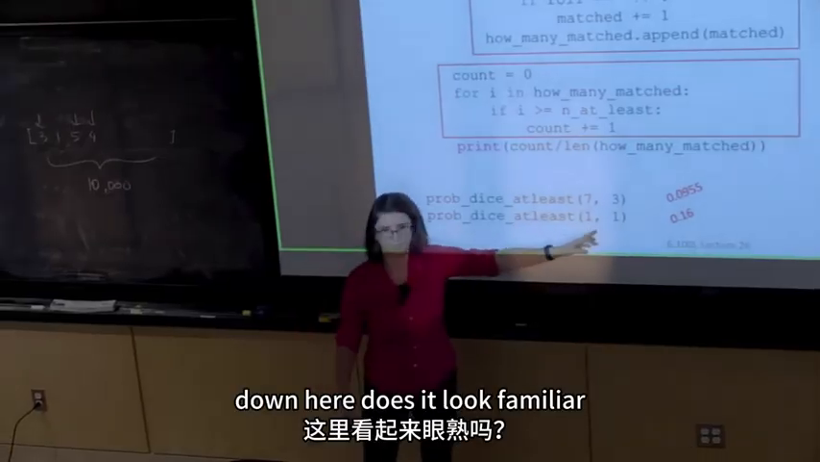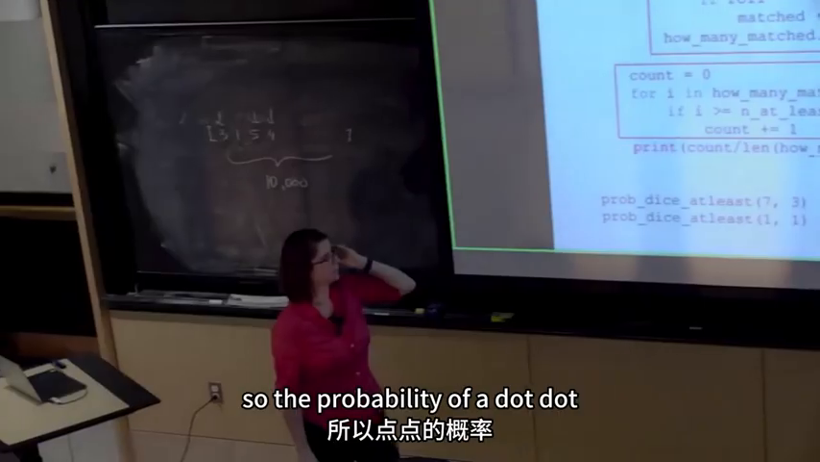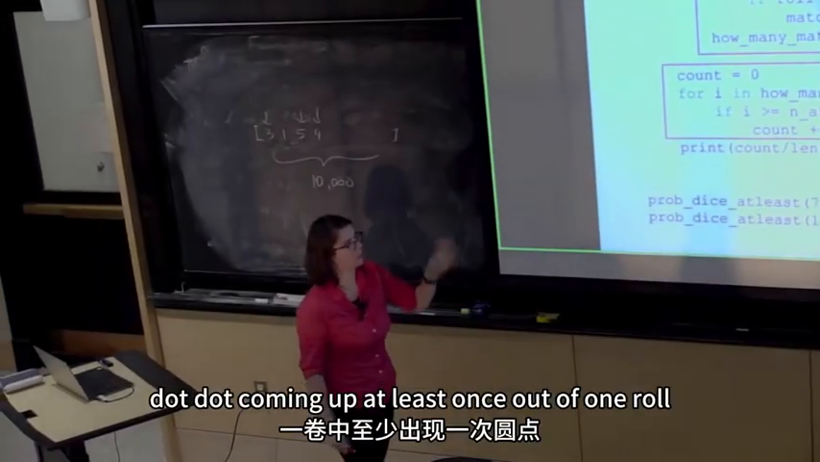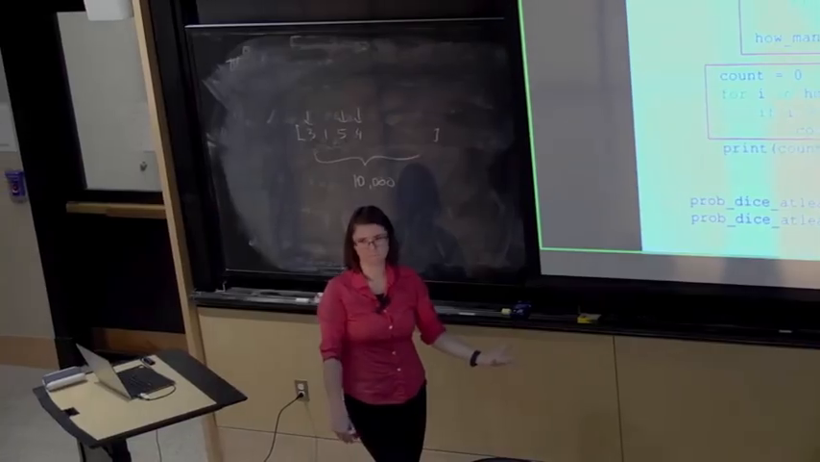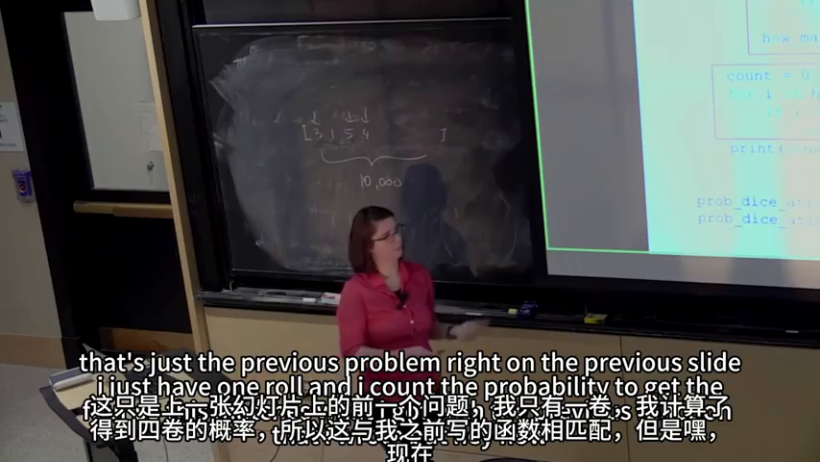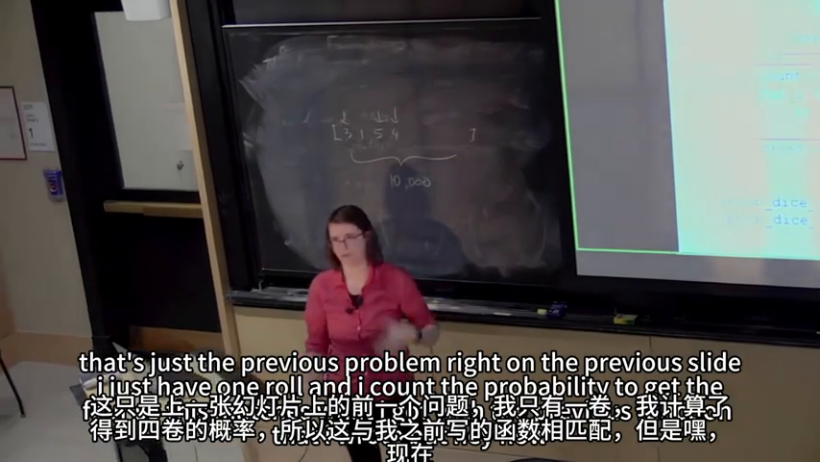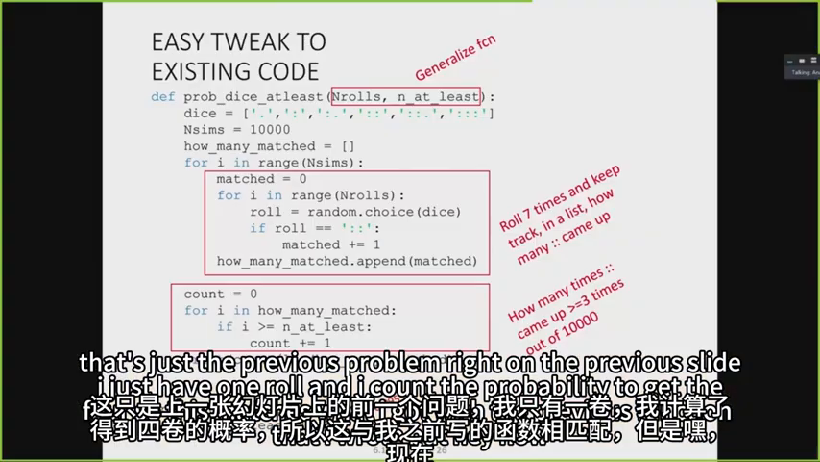What is this problem down here? Does it look familiar? So the probability of a 4 coming up at least once out of 1 roll. That's just the previous problem, right, on the previous slide. I just have 1 roll, and I count the probability to get the 4. Okay? So this matches what I got with the previous function that I wrote.